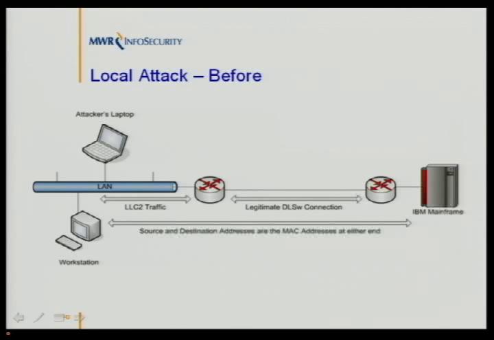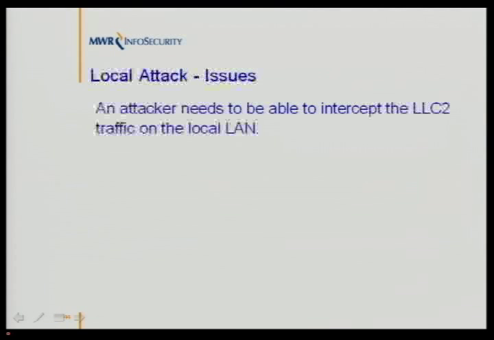And let's look at the basic network setup that we're talking about here. On the left-hand side, we can see our user workstation that's communicating using LLC2 up to the DLSW router. Then the data is encapsulated as that goes across the IP network. And we're sat on the same LAN as them. So we need to be able to intercept that LLC traffic.